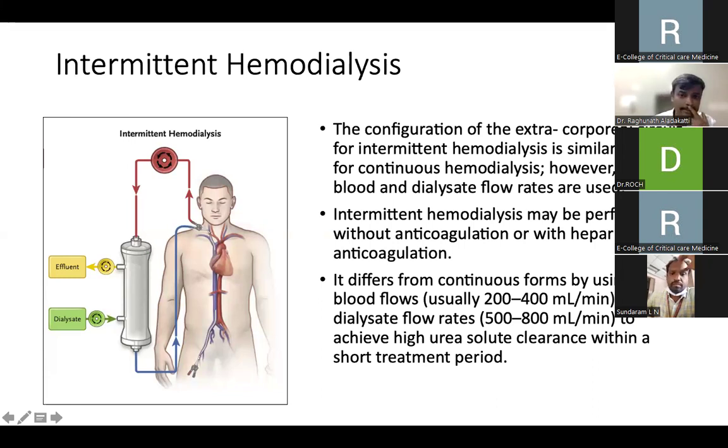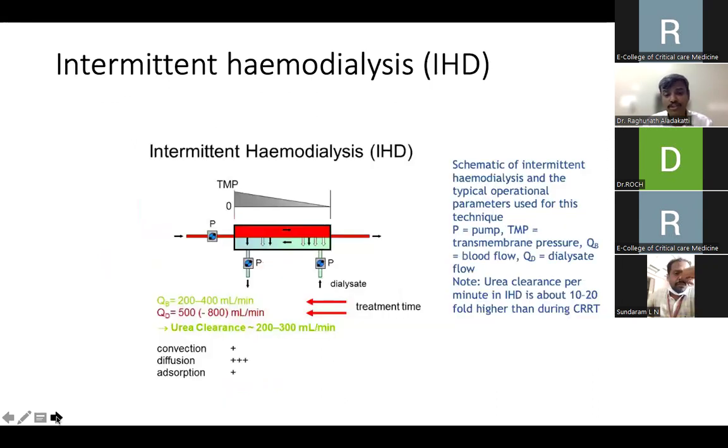In regular hemodialysis, which is intermittent hemodialysis, it is the same circuit. Here a larger volume is removed in a shorter duration, so higher blood flow and dialysis flow will be there. It differs from the continuous form by using a higher blood flow, like 200 to 400 ml per minute, and the dialysis flow will be 500 to 800 ml per minute. Very high flow rates are used because it is used in a shorter duration. Only diffusion is happening here, no convection.